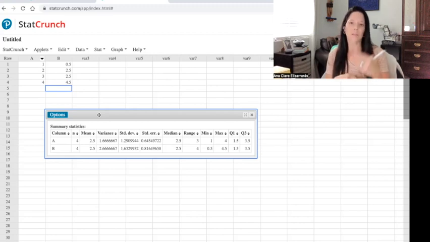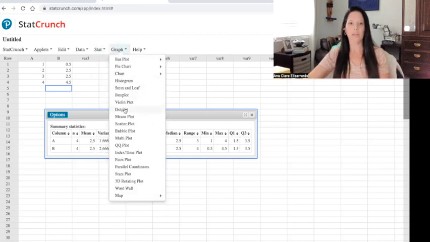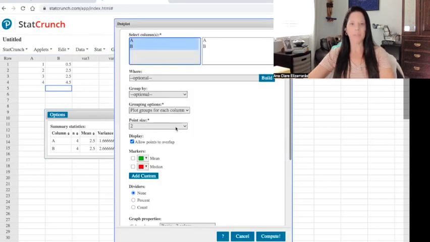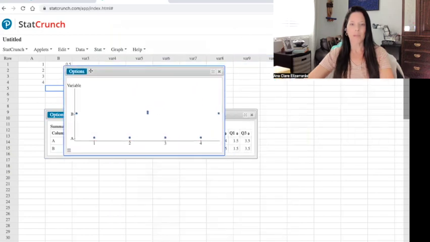Question C asks us to create a dot plot for this in Statcrunch. So I'm going to stay in Statcrunch and graph a dot plot. Again, I'm going to select them both and click compute. And here are our dot plots.